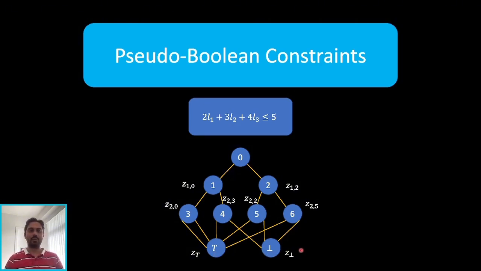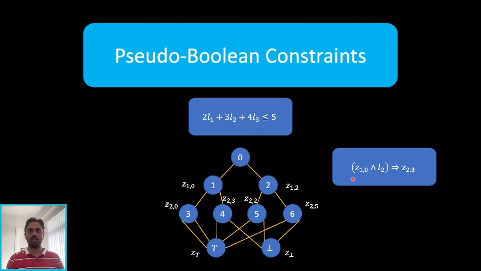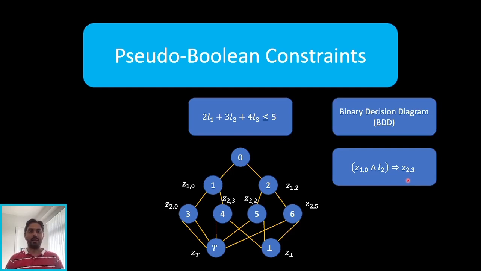And how do we represent the clauses? Obviously we don't want infeasibility, so we will say that this Boolean variable z infeasible is false. And for the other ones, we can just write clauses for these individual links. For example, this clause z10 and L2 implies z23 precisely encodes this link. So if we are at z10 and L2 is true, then we will reach z23. That's what this clause is saying. This thing is called a binary decision diagram, BDD.